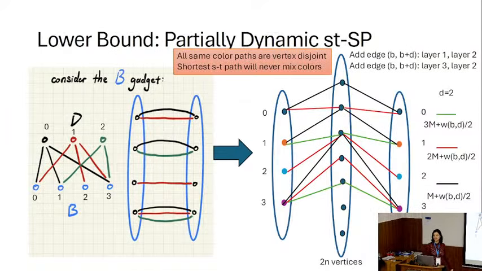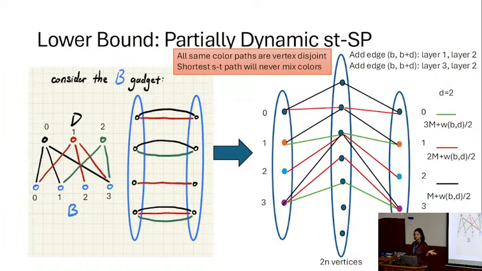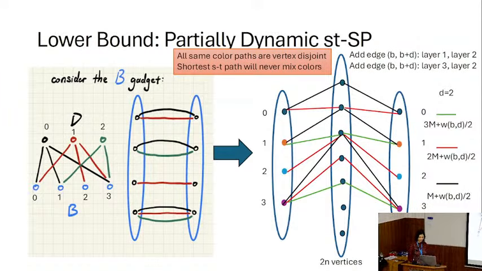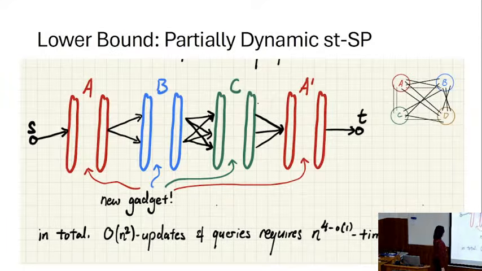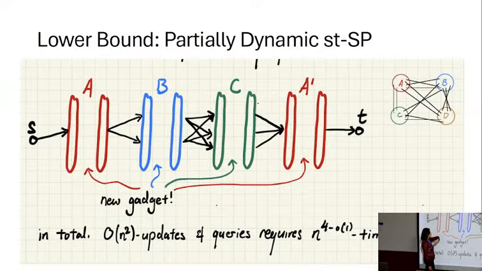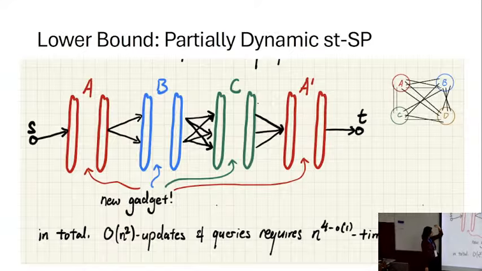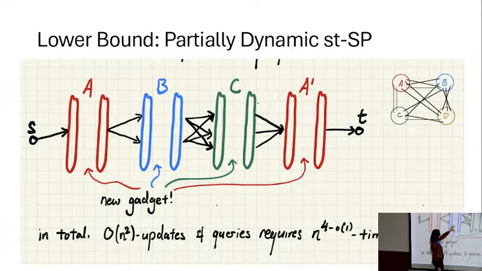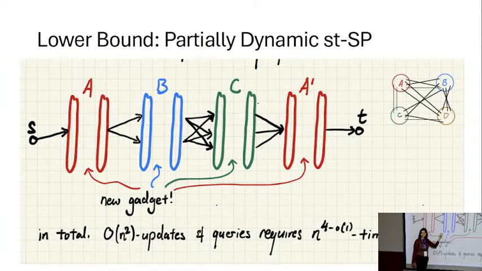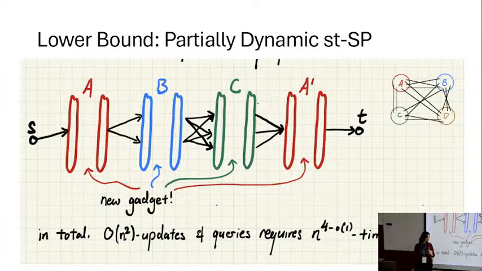So all same color paths are vertex disjoint, and the shortest ST path will never mix colors. Okay, so that kind of ends the construction. Overall, this is how your entire construction looks. You have started with these 4-partite graphs. You have created these 5 parts. Inside each part, you will be replacing these with this new gadget, these 3 layered gadgets, and that's it.